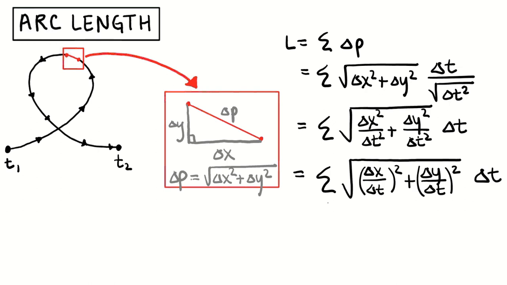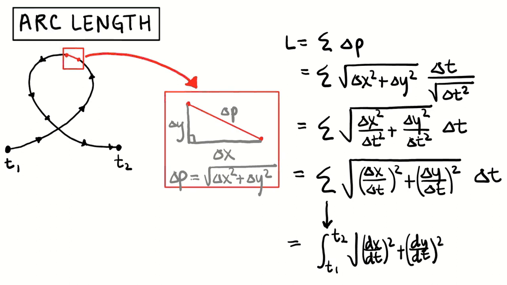I'm going to let my number of pieces of arc length go towards infinity. I'm going to let their respective lengths go towards 0, and then this is going to become the integral from t1 to t2 of the square root of (dx/dt) squared plus (dy/dt) squared, dt. So we take each of the x derivative and the y derivative, we square them, we add them together, we take the square root, and we integrate it. That's how we find the arc length.